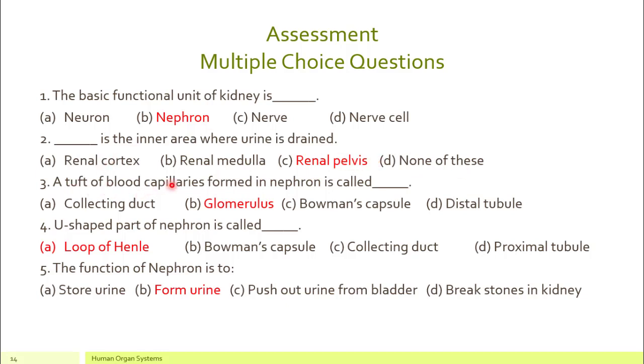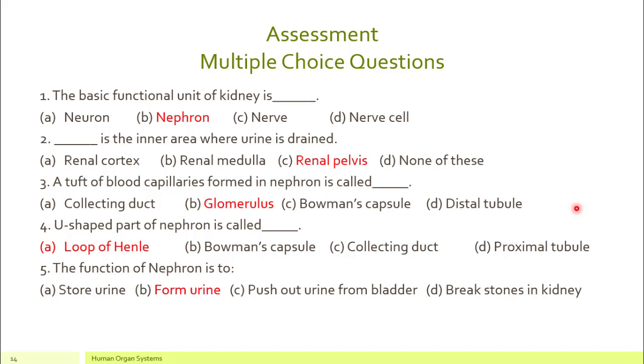Number three, a tuft of blood capillaries formed in nephron is called. The options are collecting duct, glomerulus, Bowman's capsule or distal tubule. The correct answer is glomerulus. Number four, U-shaped part of nephron is called. The options are loop of Henle, Bowman's capsule, collecting duct or proximal tubule. The correct answer is loop of Henle. Number five, the function of nephron is to. The options are to store urine, to form urine, to push out urine from bladder or to break stones in kidney. The correct answer is to form urine.